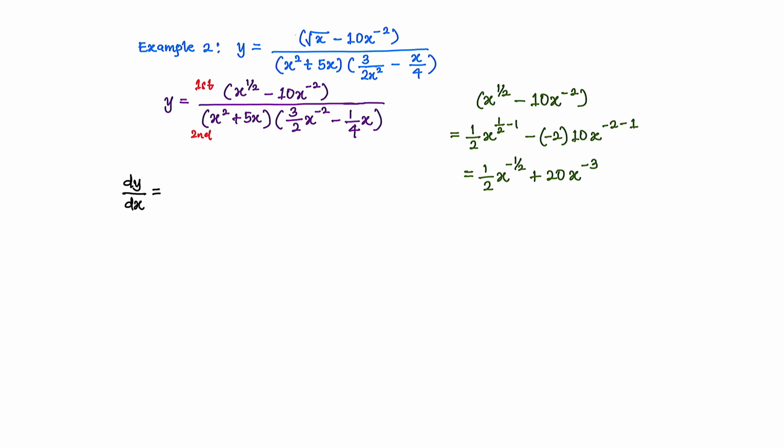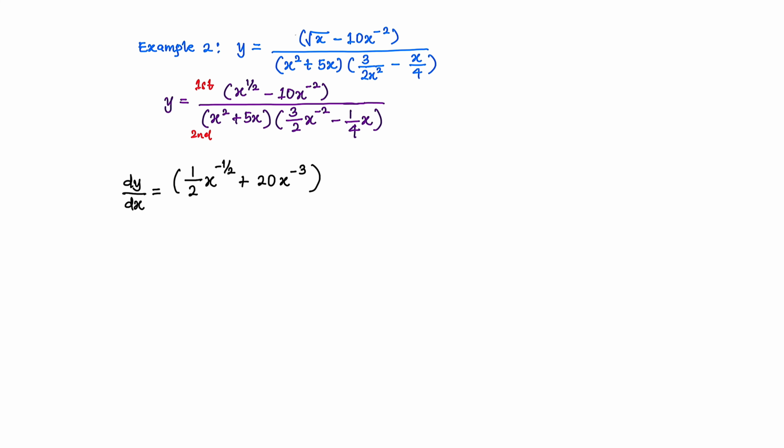Next, we multiply it with the second. The second is this function here, the denominator. So multiply by x squared plus 5x, 3 over 2x to the power minus 2 minus 1 over 4x. Next, the quotient rule says minus.